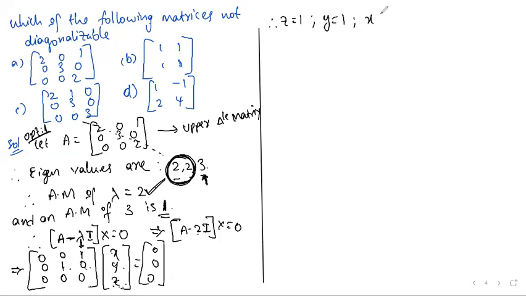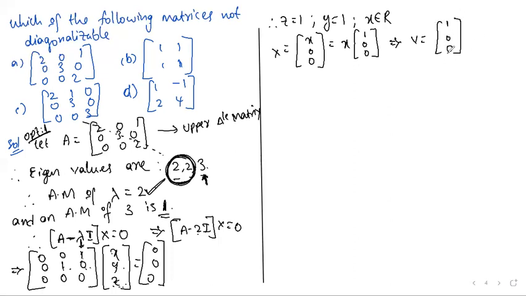We are not getting any value for x, so we can assume that value is any real number. We can write x as x into 1 0 0. That implies the vector v is equal to 1 0 0. So we get only one eigenvector associated with the eigenvalue 2.